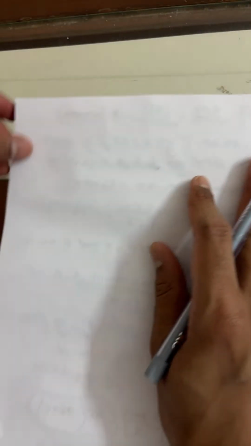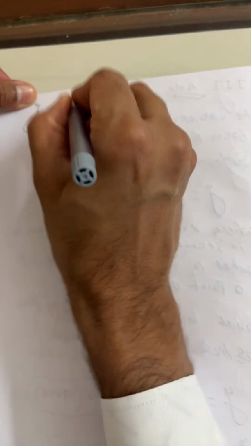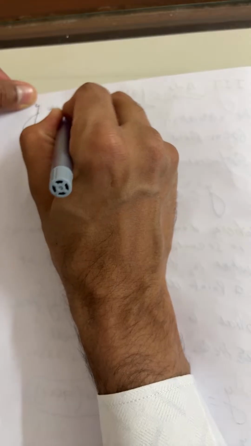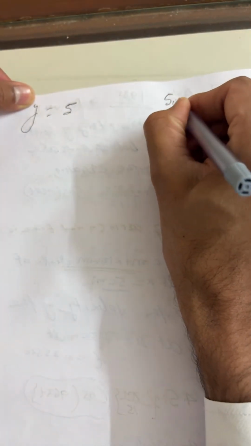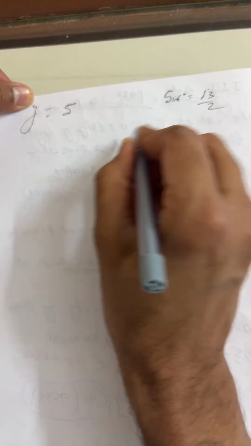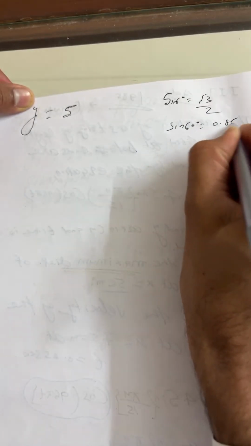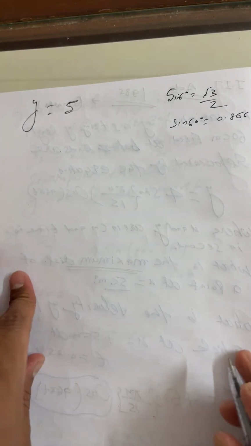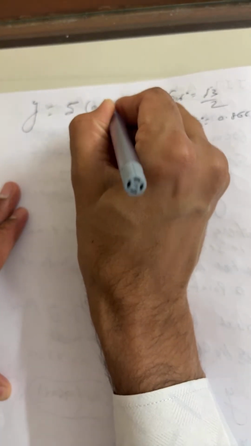So finally, is it right? This is y equals 5 into what? Sine 60 degrees. You can write root 3 by 2, or after solution, you can also write here 0.866. So 5 into 0.866.